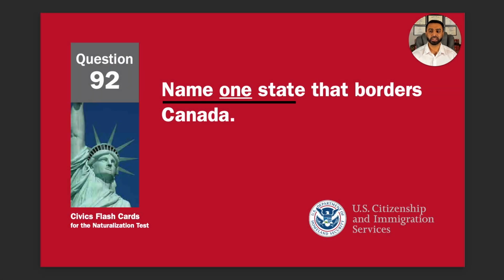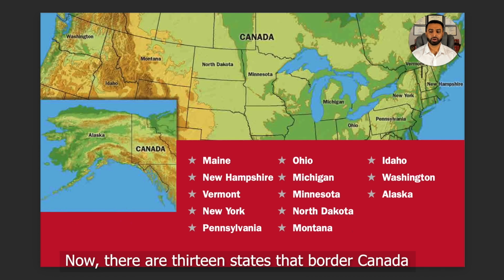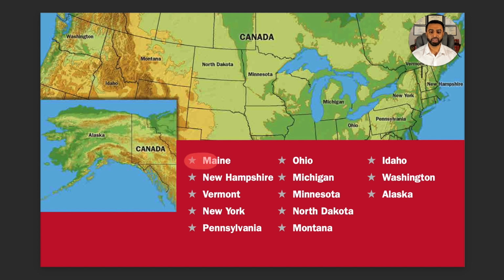Name one state that borders Canada. Now, there are 13 states that border Canada. We have Maine, New Hampshire, Vermont, New York, Pennsylvania, Ohio, Michigan, Minnesota, North Dakota, Montana, Idaho, Washington, and Alaska. You only need to memorize one.